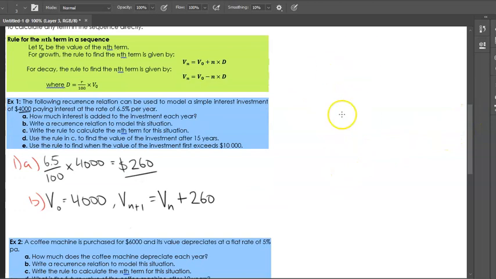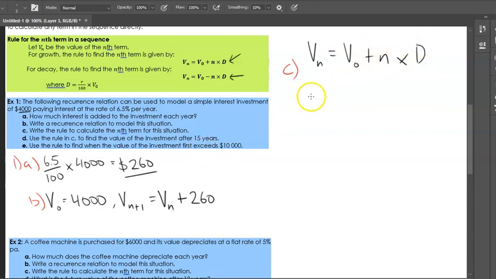I'm going to start writing on the side here because I run out of space. For C, we're going to write the rule to calculate the nth term for the situation. Now, if we want to write a rule, the rule is as follows. It's V of n is equal to, and we have to choose either this one or this one. Because it's an investment, we're going to use the plus. So it's V of 0 plus n times D.